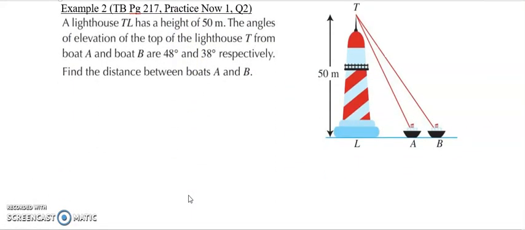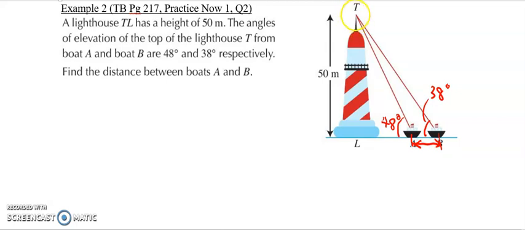In example 2, there are two boats looking at the top of a lighthouse. The height of the lighthouse is 50 meters, and the angle of elevation at boat A is 48 degrees, and for boat B it is 38 degrees. We're supposed to find the distance between both boats A and B. How can we go about doing that?